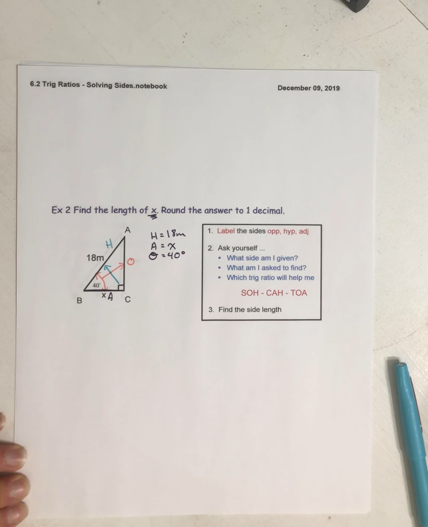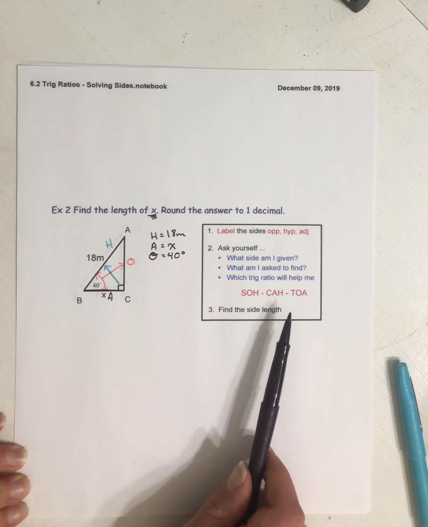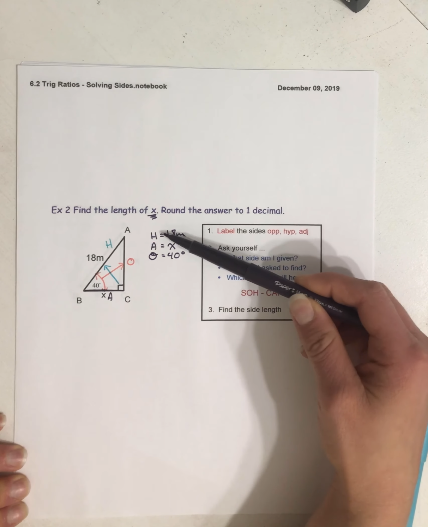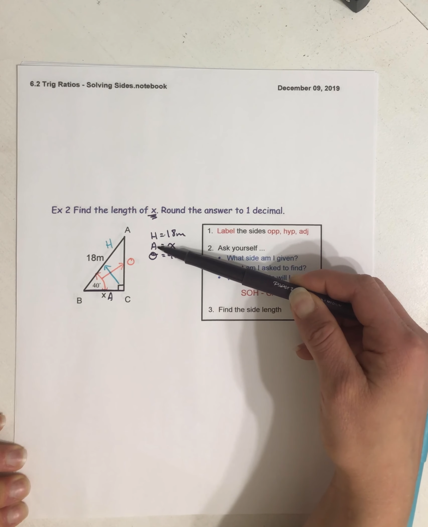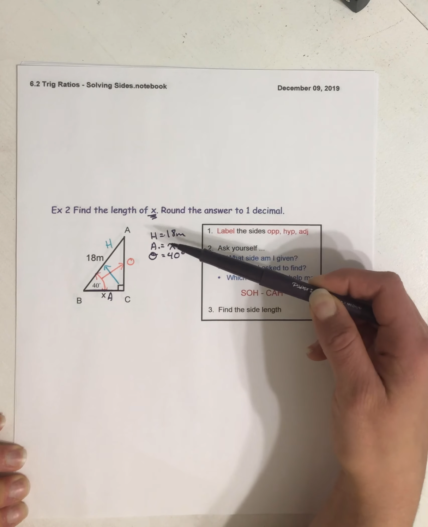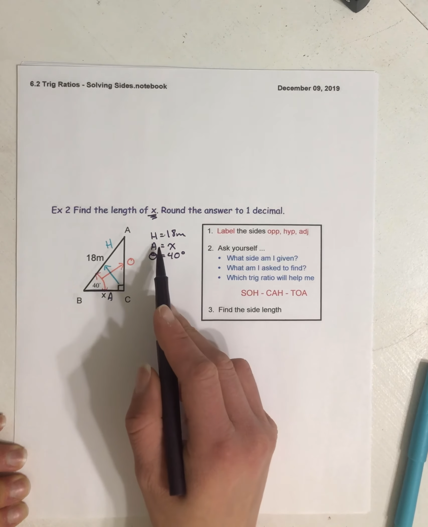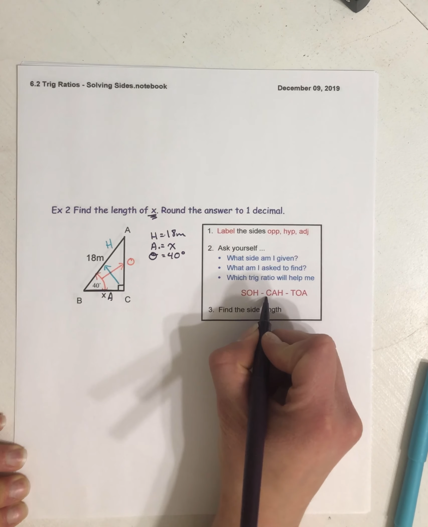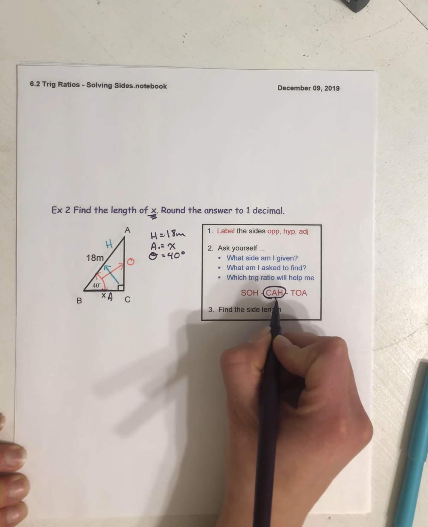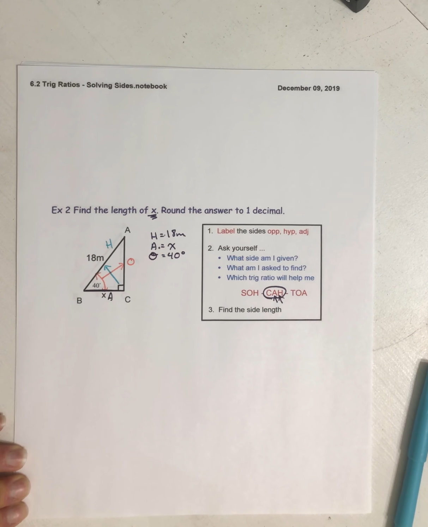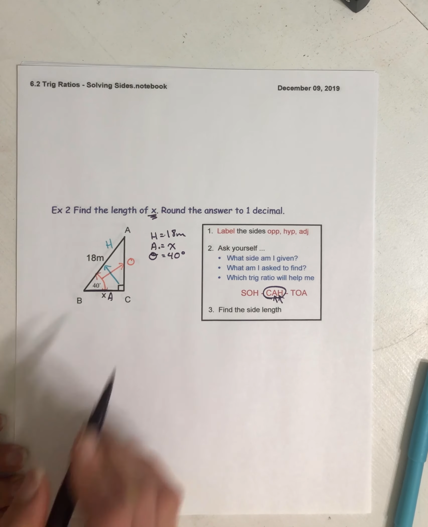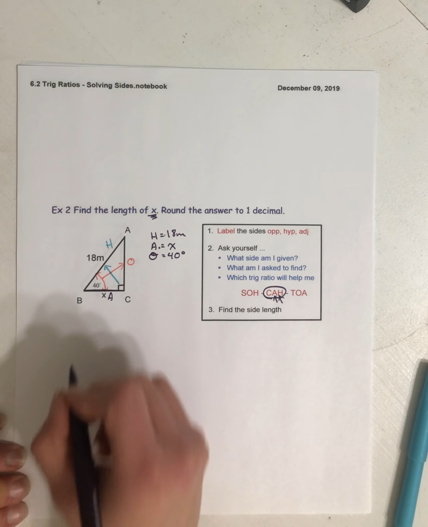Then what I need to figure out is which trig ratio I am going to use. Which one has my hypotenuse and my adjacent? Because that's what I'm going to need to find my adjacent. And then I'm going to plug in my information. So which one has hypotenuse and adjacent? I would circle CAH because it has adjacent and hypotenuse. So then I am going to plug my information into the equation.